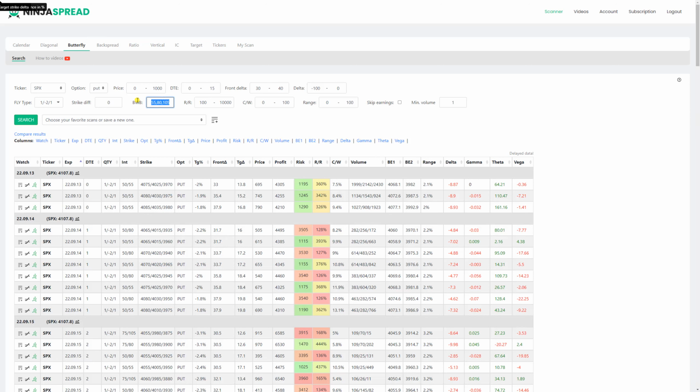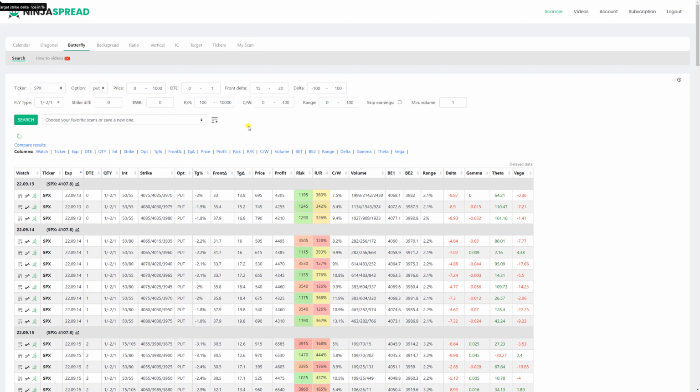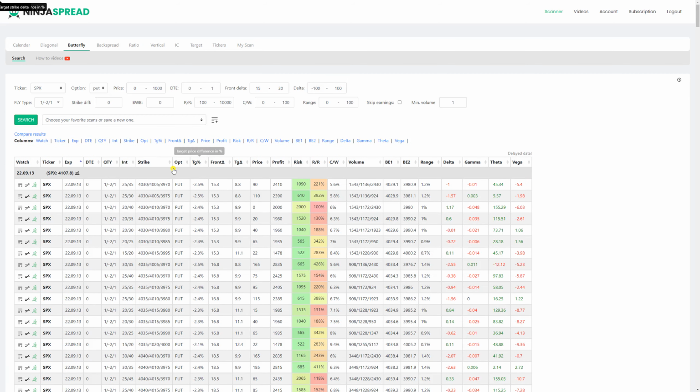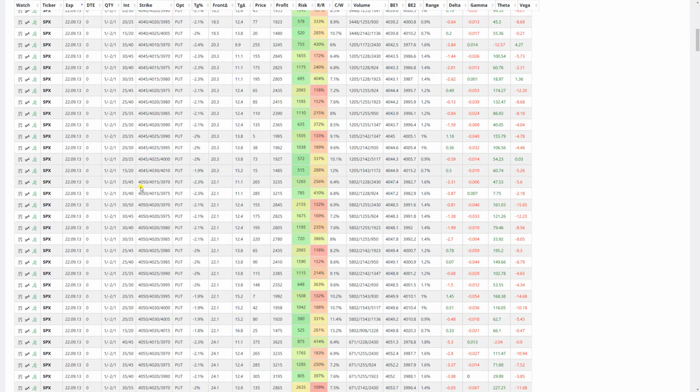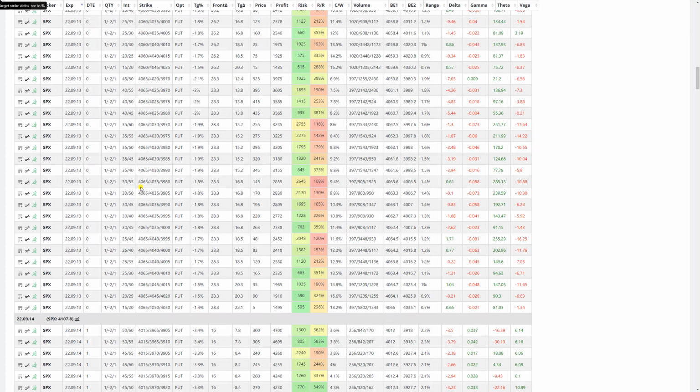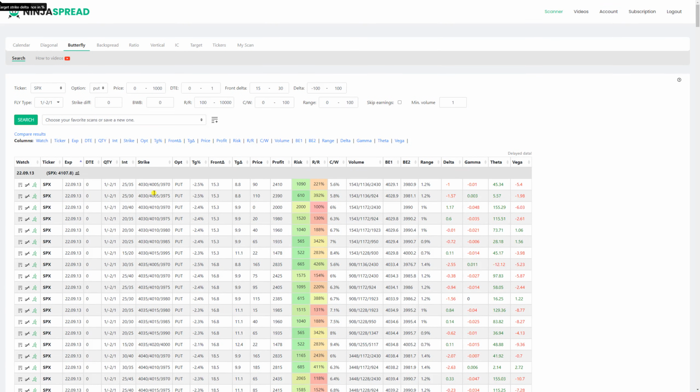Let's try to look for 0 DTE butterflies on the put side for SPX, where there is a little bit out of the money. And let's go back to the default in here and let's try that. If there is anything expiring today. Today is the 13th of September, and these are all the combinations that expire today.